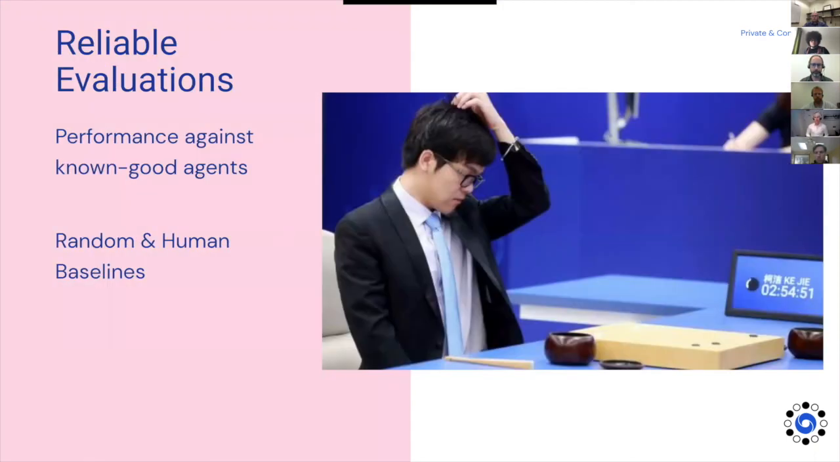Finally, once we have achieved a good result, we really want to evaluate very reliably against the strongest baselines we can find, either human players, other agents, whatever is appropriate in the field. This is a picture from the match in China against Ke Jie, the world's strongest Go player at the time.